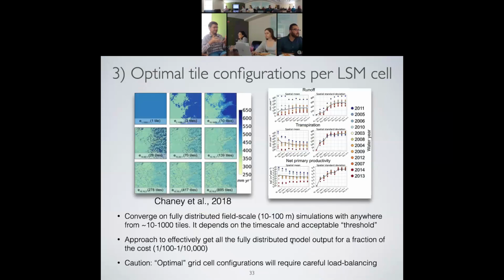Third one is optimal tile configurations. Instead of just saying, should I do 10? Should I do 20? Should I do 5? What should my tile distribution look like? This idea of convergence allows us to develop algorithms to optimize for a given problem. Am I doing flash flooding? Am I doing annual means? How many tiles do I actually need to converge?